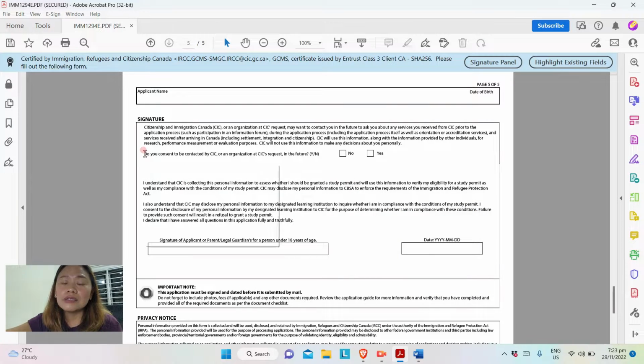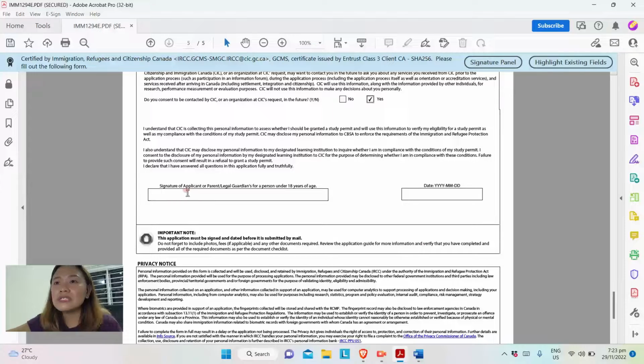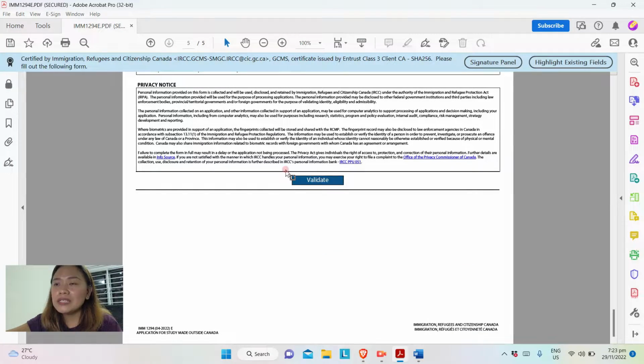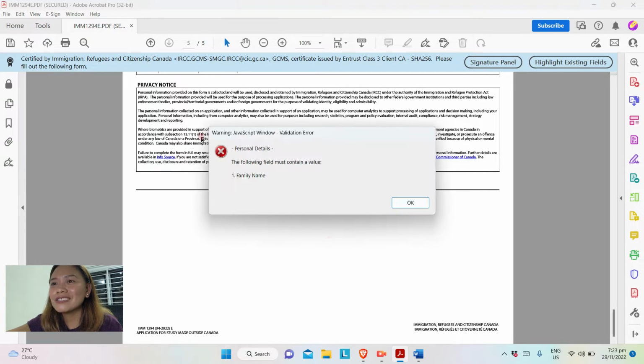But wait, let us read the question. Do you consent to be contacted by CIC? Yes. And then here it says signature of applicant and then the date. You can just write the date, for example today, but you don't really have to sign if there is a validate button. I cannot validate because I didn't answer all the questions. I forgot.